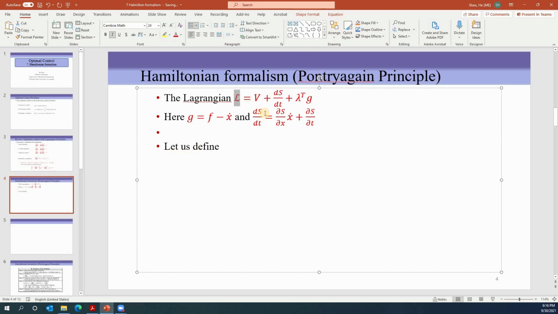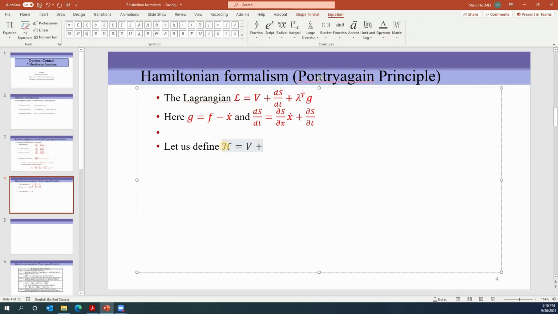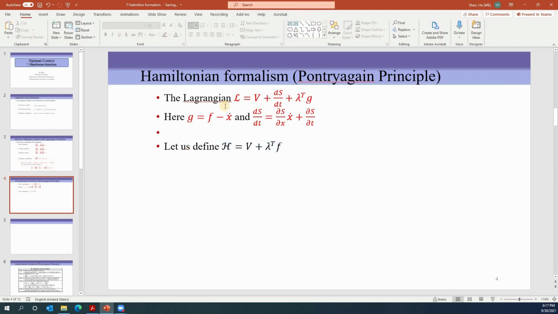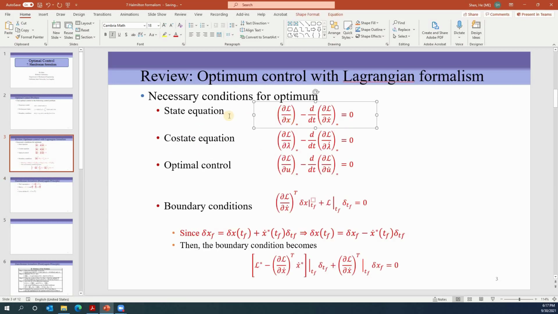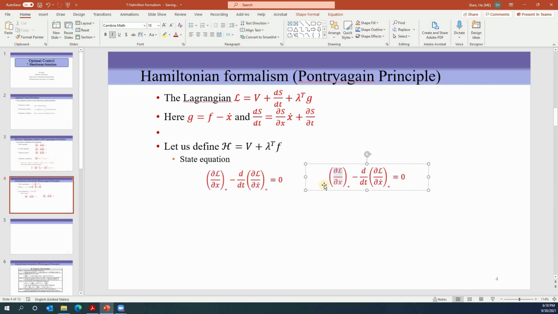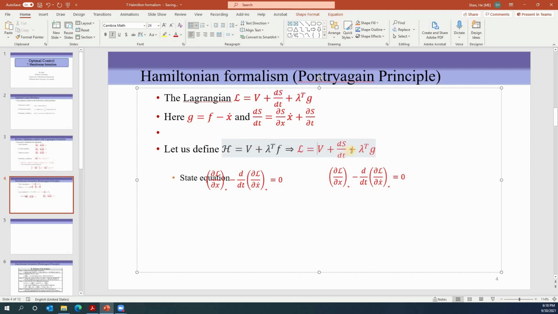And for Hamiltonian formalism, we're going to define the Hamiltonian instead of this Lagrangian. But the Hamiltonian has a relationship with this Lagrangian. Here, we define the Hamiltonian as v plus lambda transpose times f. We define this differently from that. Let's see, if we define the Hamiltonian like this, what happens to those equations? The state equation will become something else in terms of the Hamiltonian. Let's see what that is. L can be written in terms of the Hamiltonian. So this L will be equal to v that is captured by this Hamiltonian and lambda transpose times f that is captured.